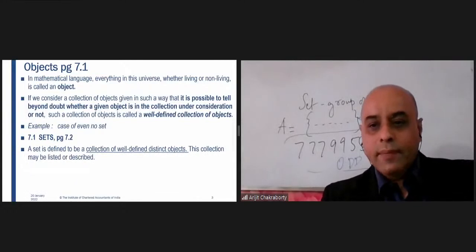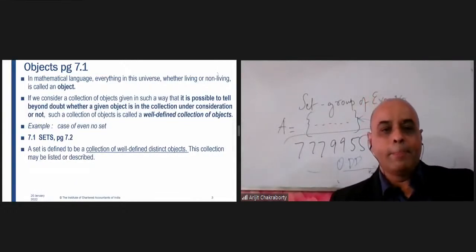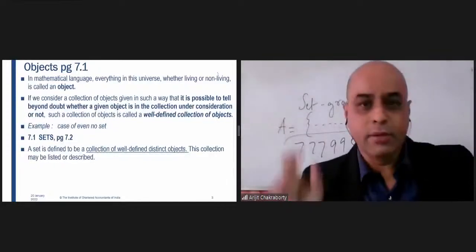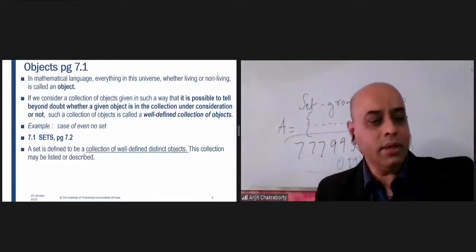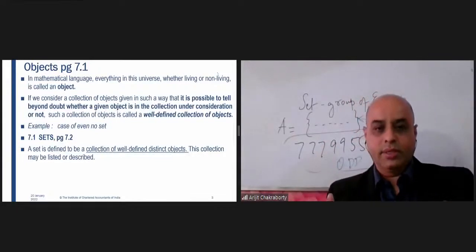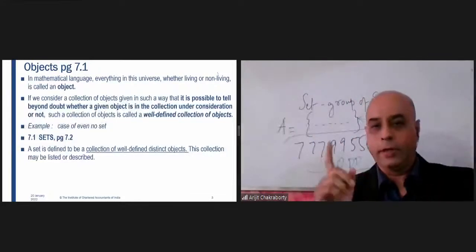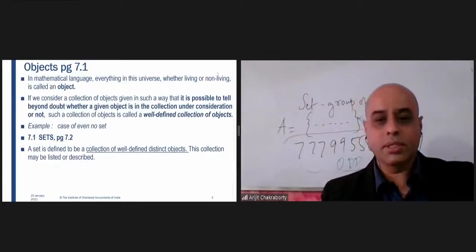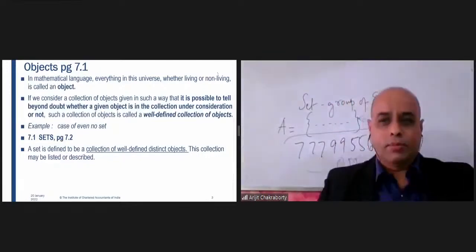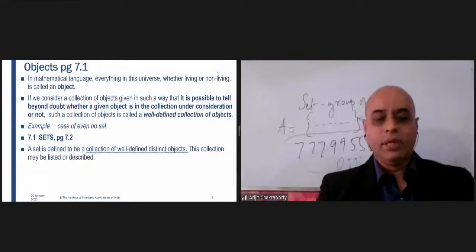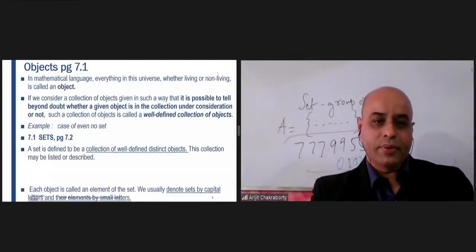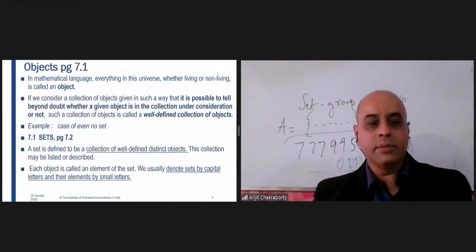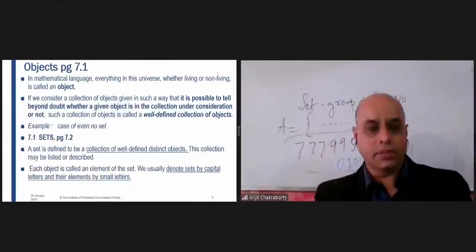So what is a set? Now, if you see page 7.2, we are going to the second sub-module of this chapter. You will find that a set is nothing but a collection of well-defined distinct objects. The way we define these objects, it can be listed or it can be described. Each object will be called an element of the set.